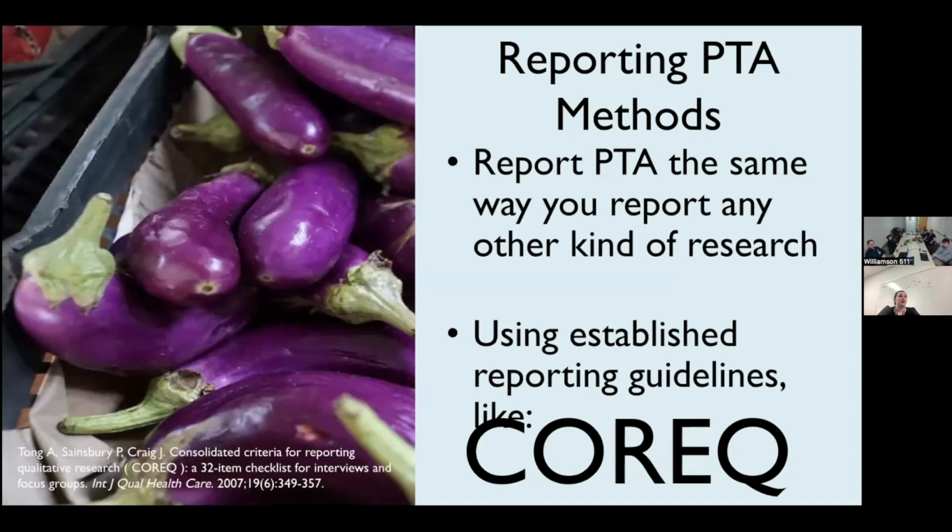You report PTA just like you'd report any other type of research. We suggest using reporting guidelines like COREQ, but any will do. None of these guidelines are perfect, but it's very helpful to have a guide of what you report out, and it can be a really good resource when you're publishing if you get pushback, particularly if journals don't understand qualitative work.